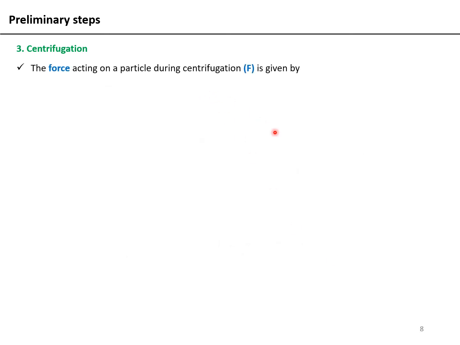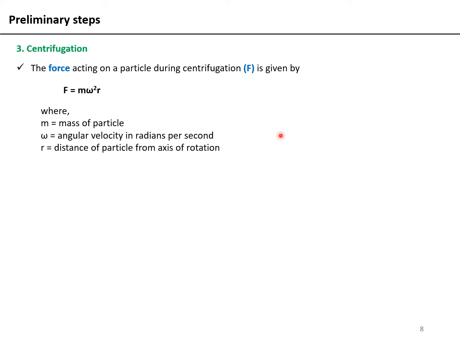So now we will do some maths, some very simple and basic maths. The force acting on a particle during centrifugation, that is F, is given by F equals m omega square r, where m is the mass of the particle, omega is the angular velocity in radians per second, and r is the distance of the particle from the axis of rotation. So this is a very simple plus 12 plus 2 level physics formula that we are all aware of, related to angular motion.